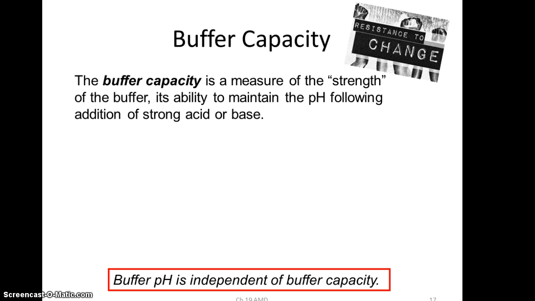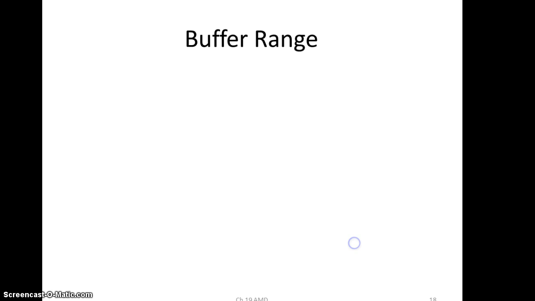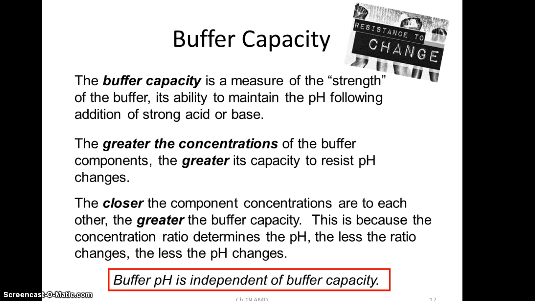So buffer capacity is kind of how strong is the buffer? How well is it able to cushion that pH change? If we have more of the buffer components, that means it has a greater capacity to resist the pH change. The other thing is, if the component concentrations are close to each other, so if that ratio is closer to 1, it has a greater buffer capacity. Because the concentration ratio, remember, determines the pH. So if the ratio doesn't change very much, the pH won't change very much.